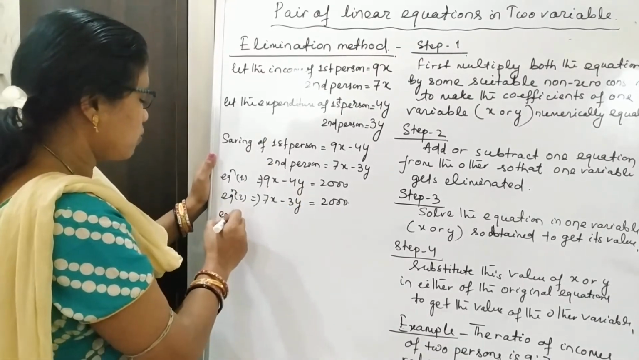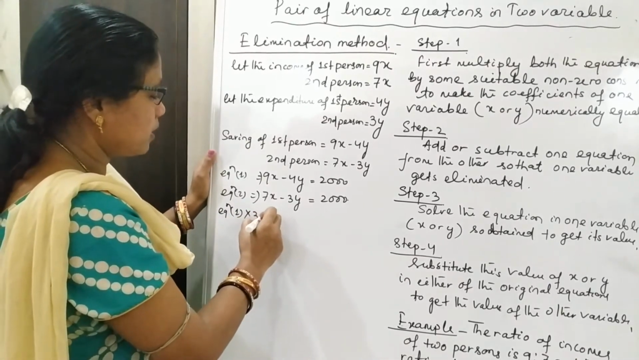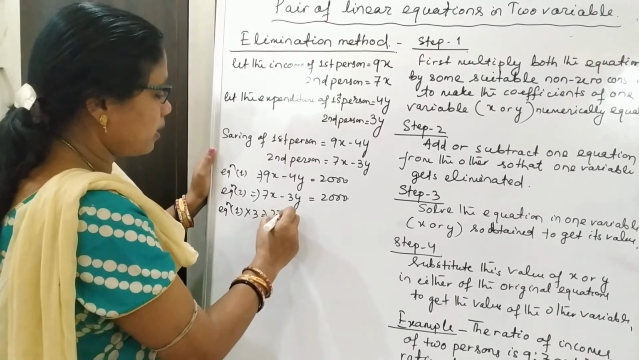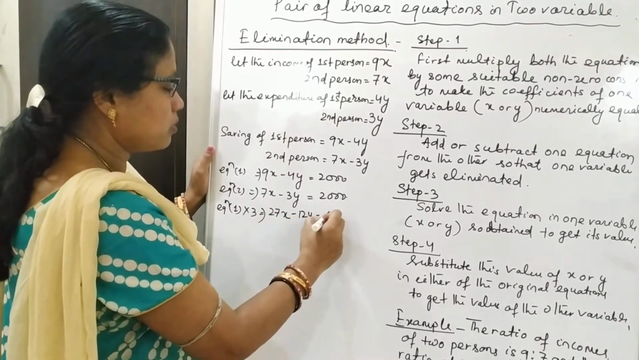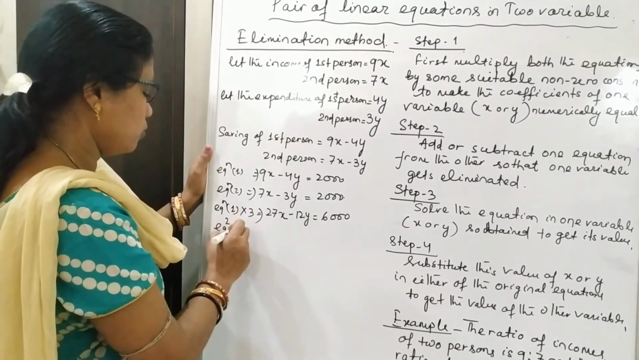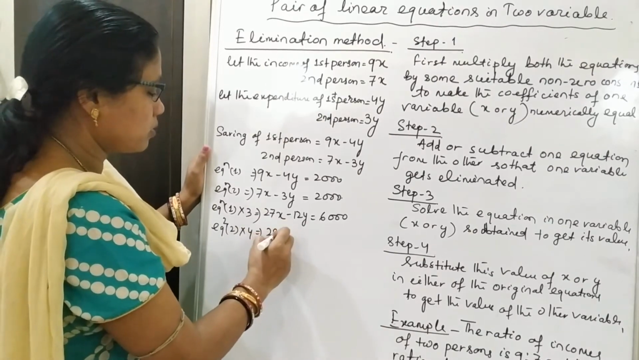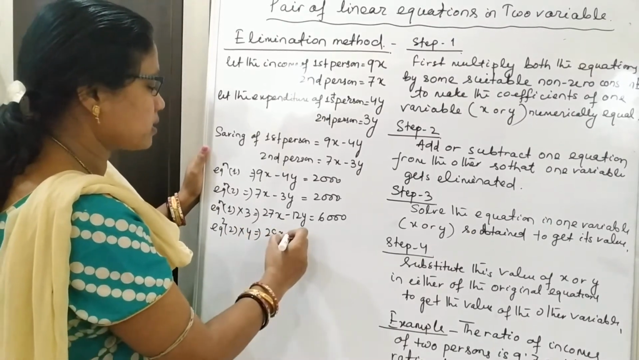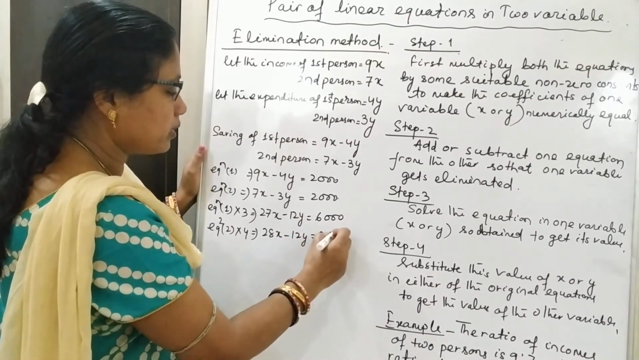So equation 1 multiplied with 3 becomes 27x minus 12y is equal to 6000. Then equation 2 multiplied with 4 becomes 28x minus 12y is equal to 8000.